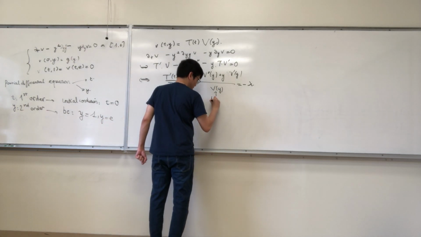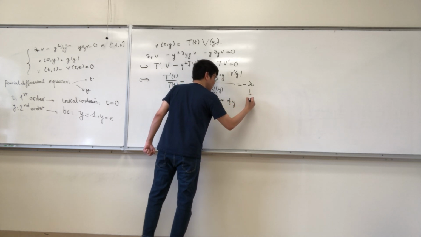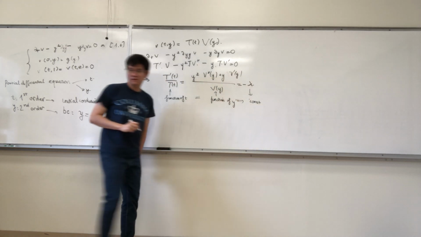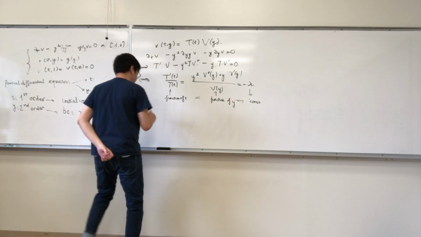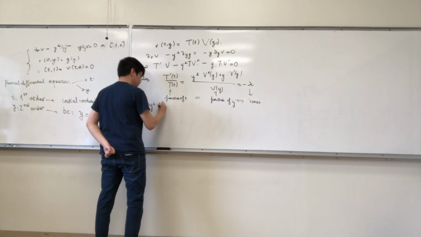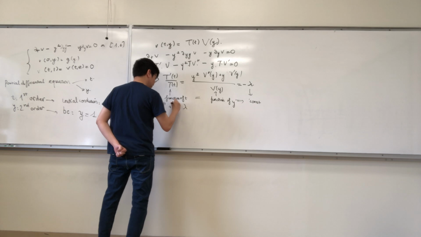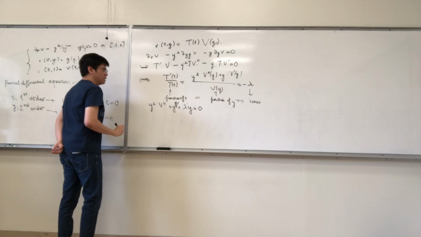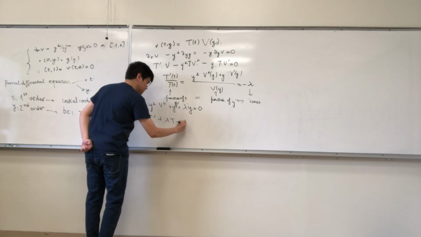And this is a function of y, so this has to be a constant, right? So now everything comes back to an eigenvalue problem. We're going to have to solve y squared v second plus y v prime plus lambda v equals 0, and t prime plus lambda t equals 0.